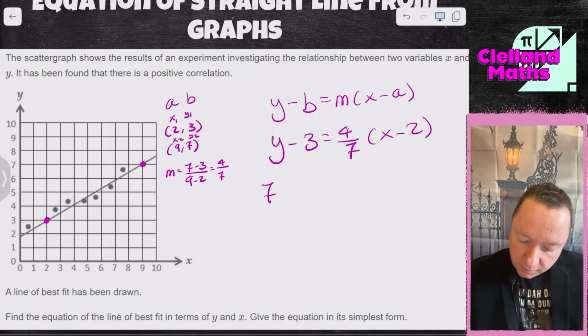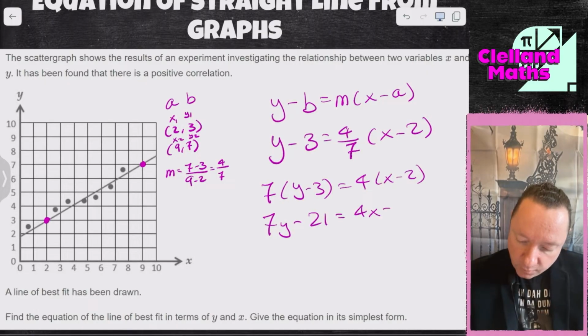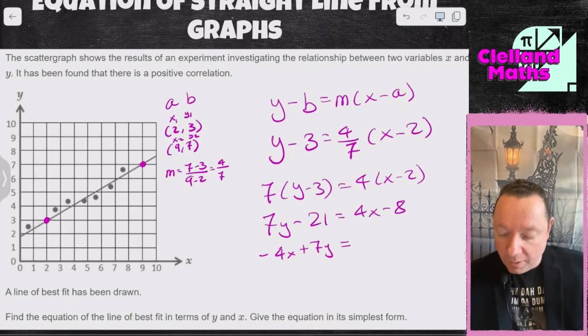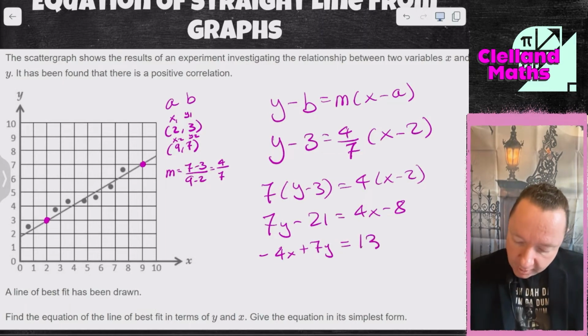Taking the 7 up, 7y minus 21 equals 4x minus 8. And that gives me 7y. I'll move the 4x over, and I'll move the 21 to join the 8. So 21 minus 8 is 13. And that would be a fine way to leave it. Or you could leave it as minus 4x plus 7y minus 13 equals 0.